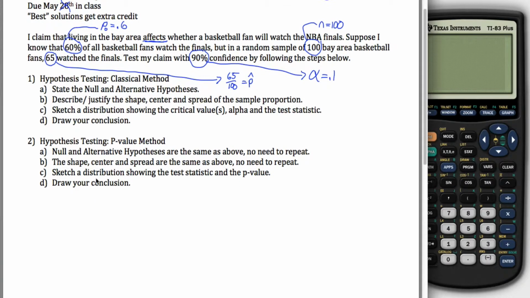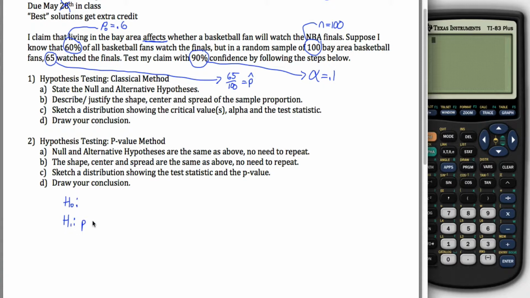All right. Hypothesis testing, first with the classical method. State the null and alternative hypotheses. The alternative hypothesis is always the claim. In this case, I claim that living in the Bay Area affects whether a basketball fan will watch the finals. When we were dealing with this before, my alternative hypothesis would always be that mu is either greater than, less than, or does not equal mu naught. But we don't have a mu and a mu naught here because we're talking about proportions. So instead we have a p and a p naught. Both my null and my alternative hypothesis are going to compare p and p naught.